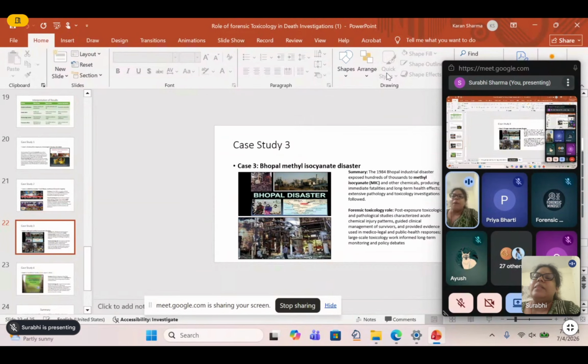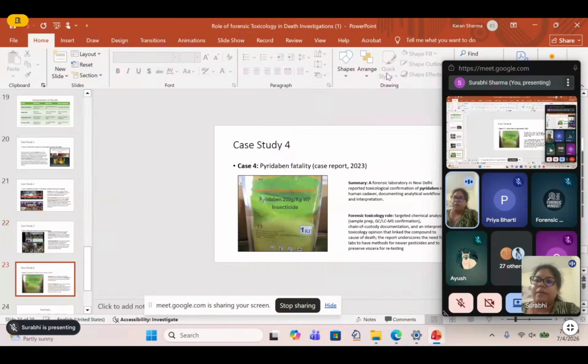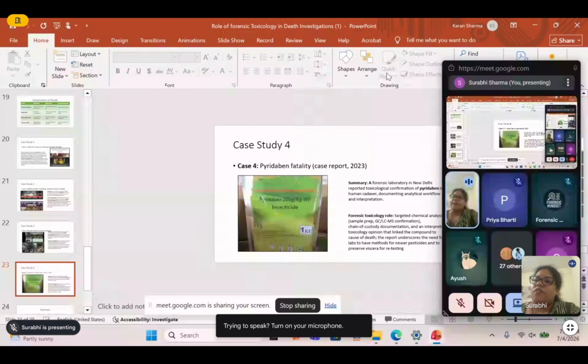Then Bhopal methyl isocyanate disaster. I discussed about this case in the starting, that this particular gas was leaked from a factory, which caused many deaths into the city. The death count increased like anything into the city. Example of fulminate poisoning.